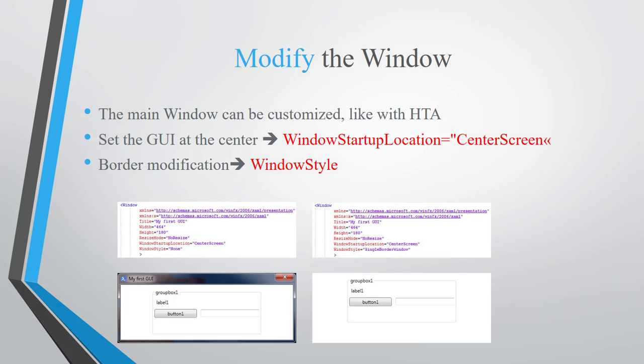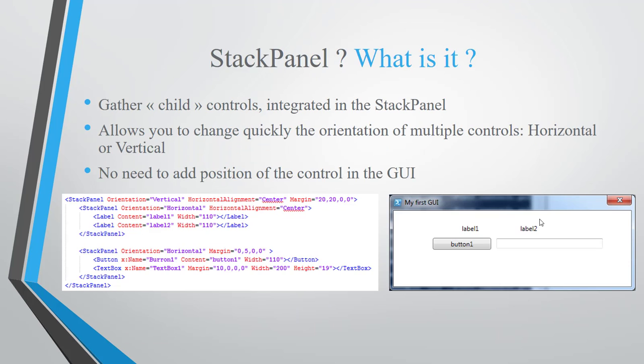You can also use the WindowStyle attribute to give different designs to your GUI. For instance, a GUI with a border, or a GUI without a border. There are many other values. So now let's see what a stack panel is.